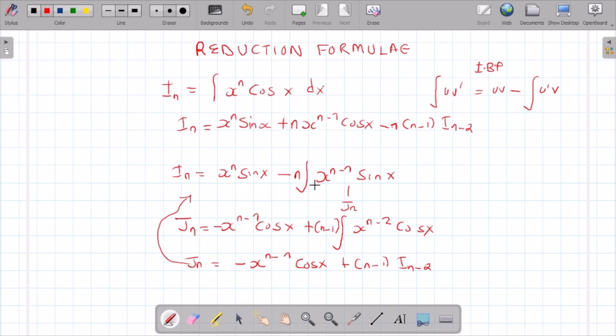Now let me just verify that that is indeed the correct recurrence relation. So we have x to the power of n, great, sine of x plus n x to the power n minus 1 cosine of x plus, great, that looks good. So we have that n minus 1 I of n minus 2. Now let me just take care of this part.